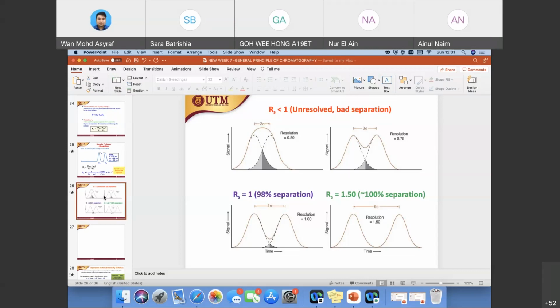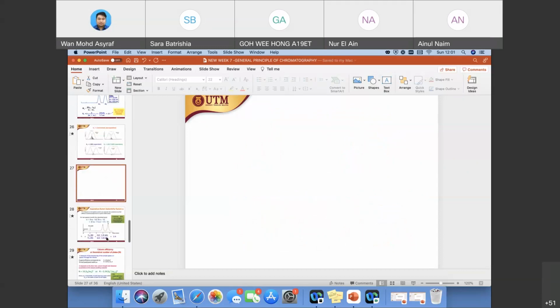Not good per se in that it is not efficient. So you need to play around with your mobile phase as well as your stationary phase to make sure that the peaks are much nearer to each other, but don't compromise the resolution. That's how you would think. Yes, it is well separated, but you still need to think about the efficiency of the separation.